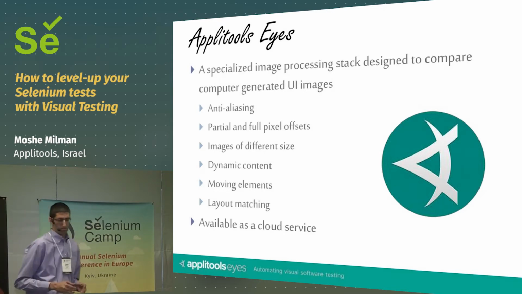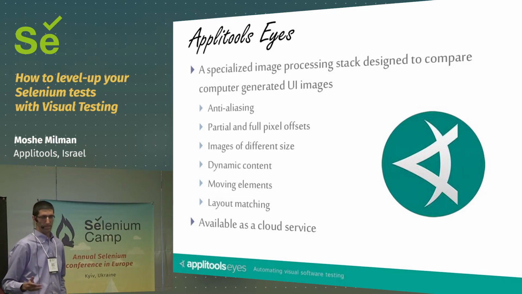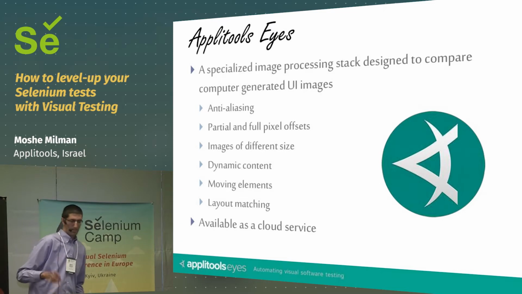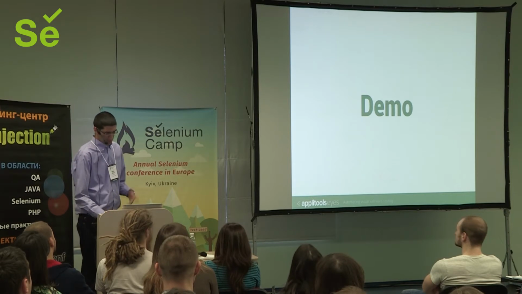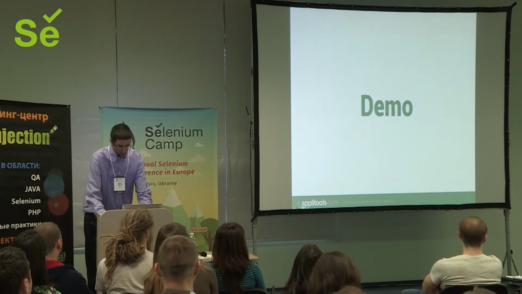The idea is to be able to understand which changes are meaningful and which changes are not going to be noticeable by a human eye. Also dealing with dynamic content, you can just validate the layout of the page and ignore content changes, just make sure that the layout is consistent, and it's available as a cloud service. So let's see a quick demo of this image comparison.